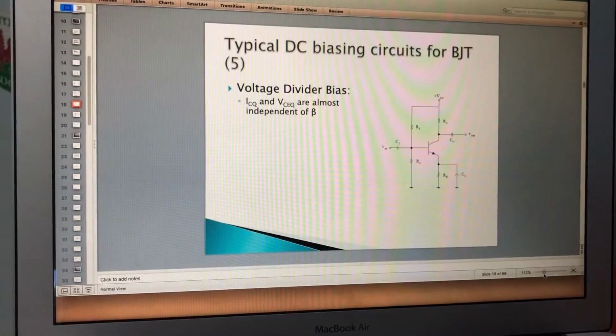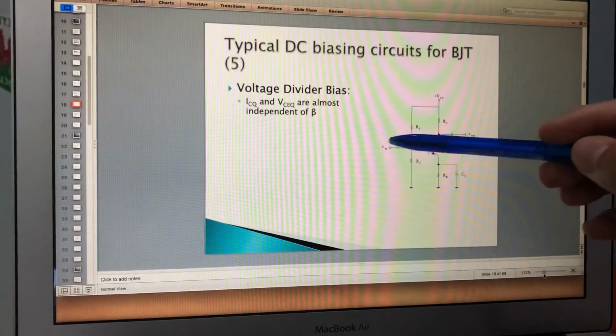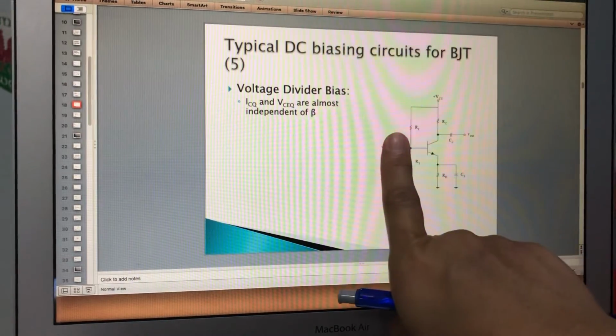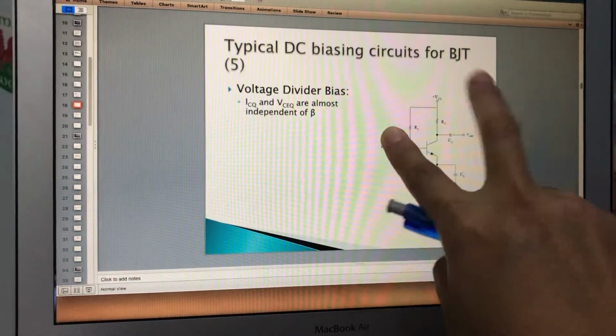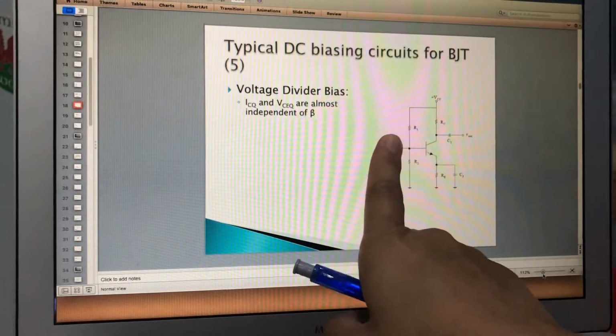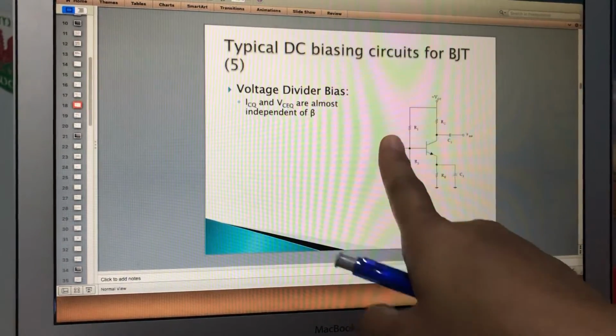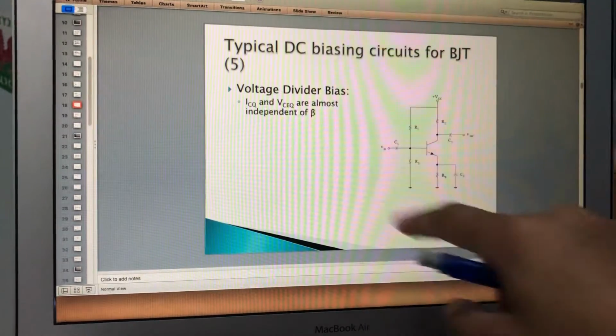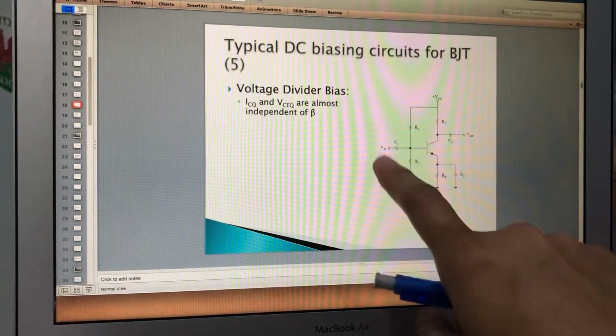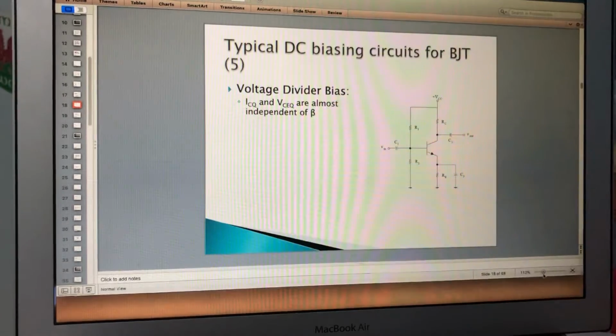Same thing here, only DC source. For this one, it's not included here. By having the DC source here, there's no AC. When we are doing the biasing, we don't need the AC signal. This is the complete amplifier circuit. We only need the DC source.